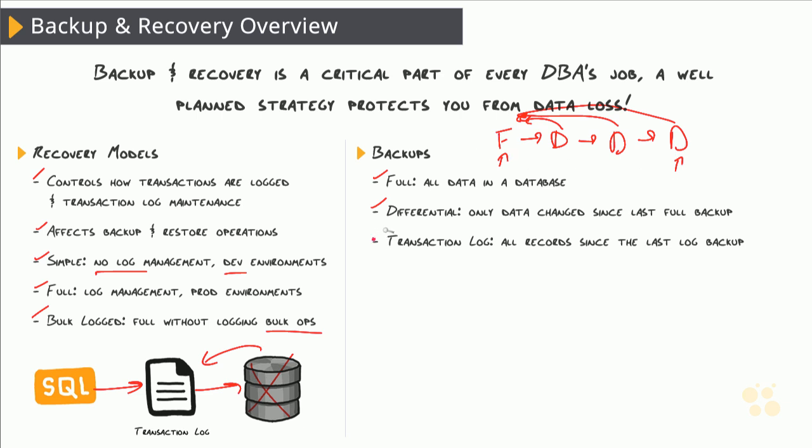Finally, we have transaction log backups, which are going to back up all the log records since the last log backup. Now, let me give you an idea of what a typical backup strategy would look like. Let's say that we've got a production database that's fairly busy. Maybe it's 100 gigabytes in size. Here's what a pretty standard backup strategy would look like.